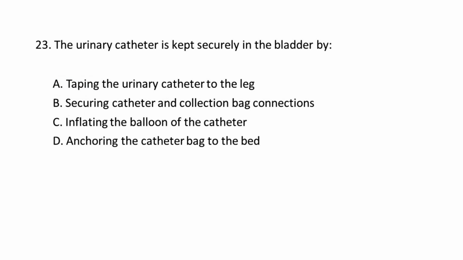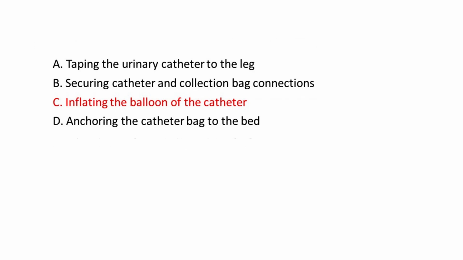23. The urinary catheter is kept securely in the bladder by: A. Taping the urinary catheter to the leg. B. Securing catheter and collection bag connections. C. Inflating the balloon of the catheter. D. Anchoring the catheter bag to the bed. The answer is C. Inflating the balloon of the catheter.